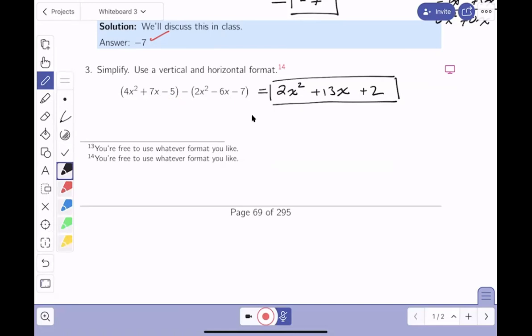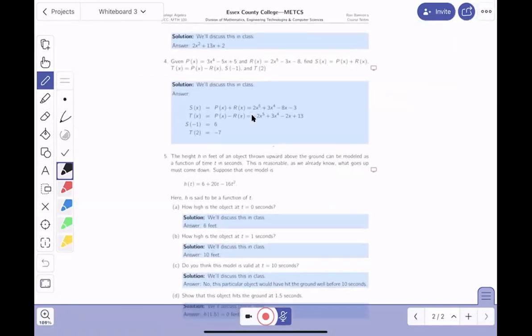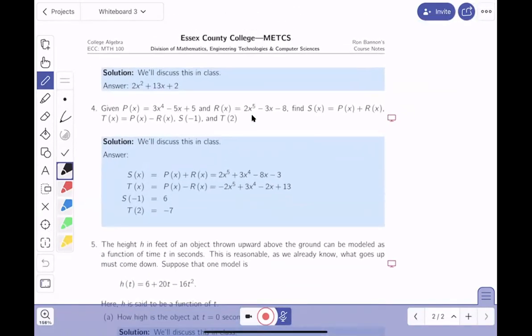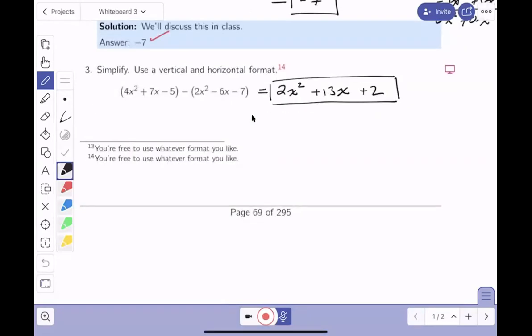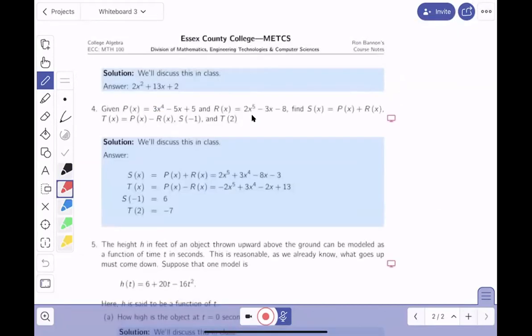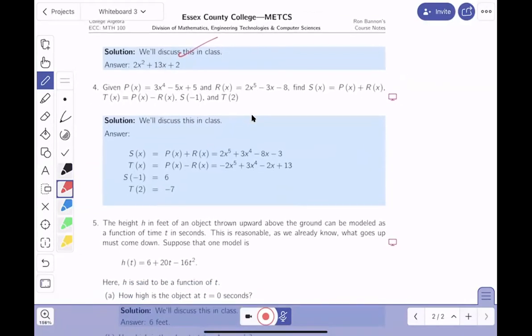I know what someone's going to say. Where's the answer? Turn the page. Right there: 2x squared plus 13x plus 2. Let me just go back and make sure you understand we've got that written down there. So I'm going to say 2x squared plus 13x plus 2. We're doing good.